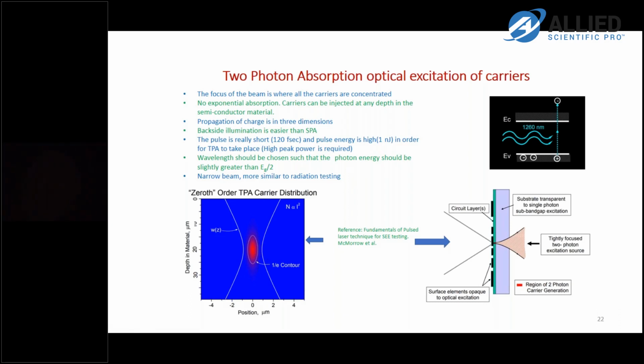So backside illumination is easier than SPA because there's no waste of energy in the bulk layer. You only get the TPA when it reaches the sensitive part of the circuit, when it's at the focus. The pulse width is very short, typically 120 femtoseconds. And the other good part about it is this narrow beam that is generated, and it's very similar to radiation testing characteristics.